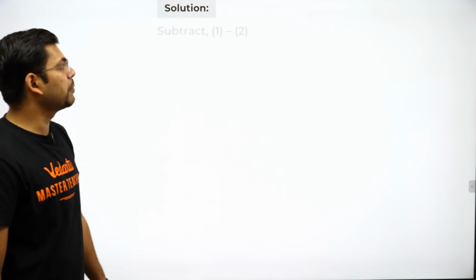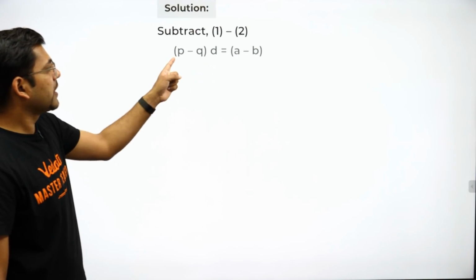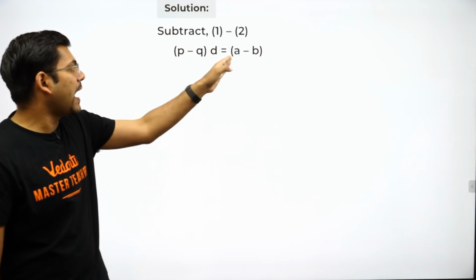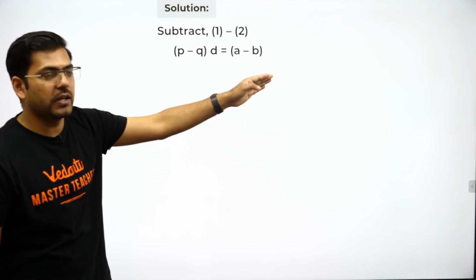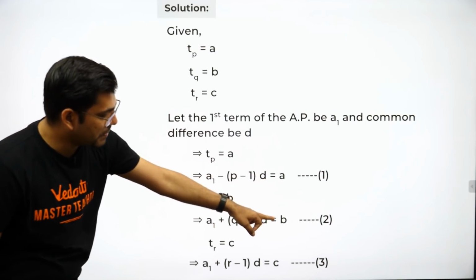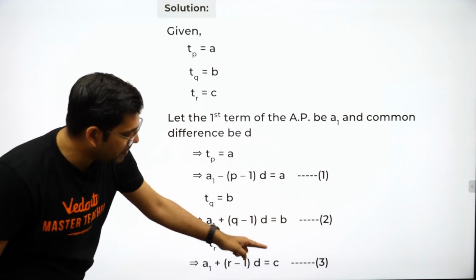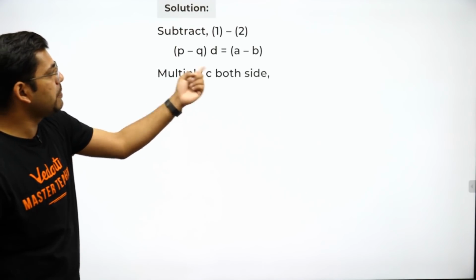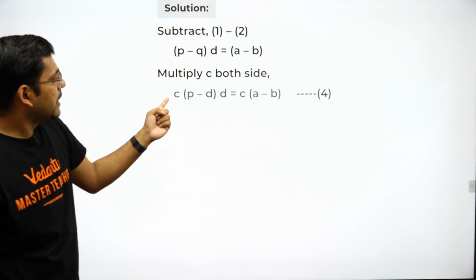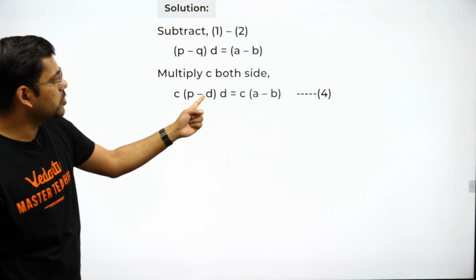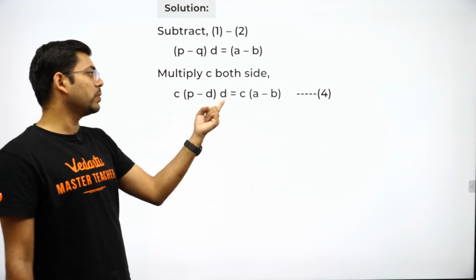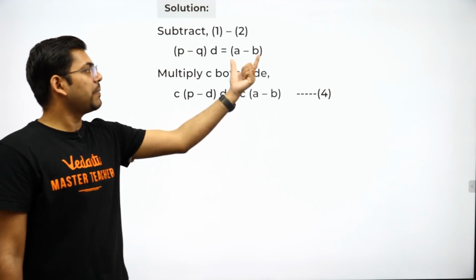So I have subtracted both of them, subtract 1 minus 2, getting P minus Q into D because A1 and A1 would be cancelled. And RHS would be A minus B. See here, A minus B. So A minus B, similarly here B minus C and then C minus A. So subtracting, then multiplying C both sides in the first equation, getting C times P minus Q. Sorry, this is Q, a misprint again. I'm sorry for that. This is P minus Q into D is equal to C times A minus B.